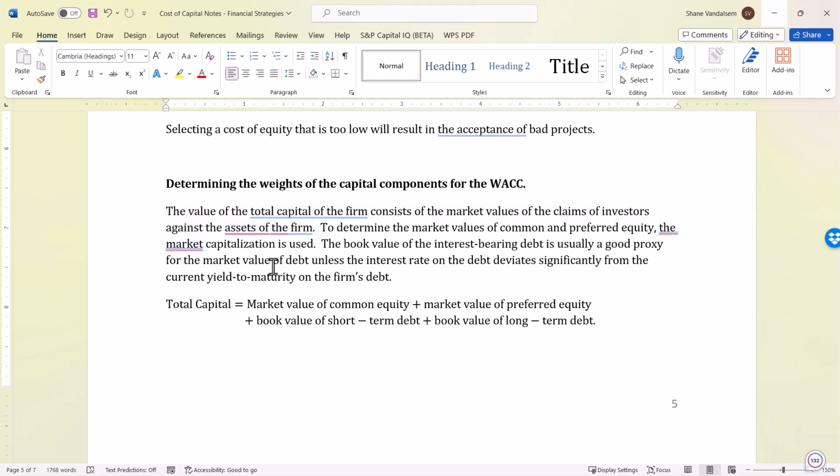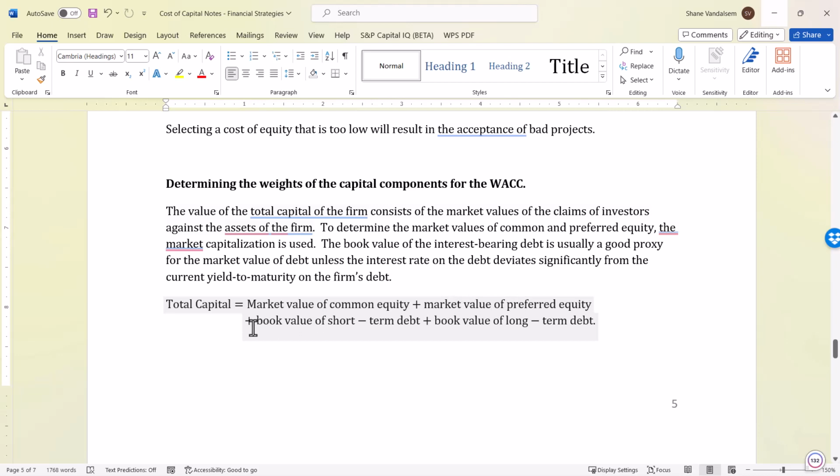The book value of interest-bearing debt is usually a good proxy for the market value of debt unless the interest rate on debt deviates significantly from the current yield to maturity on the firm's debt. And if that's the case, then the value of that debt on the books is not going to be accurate. But if the interest rate that the company's paying on that debt is consistent with the current yield to maturity on the debt, then the value on the books is going to be pretty accurate.